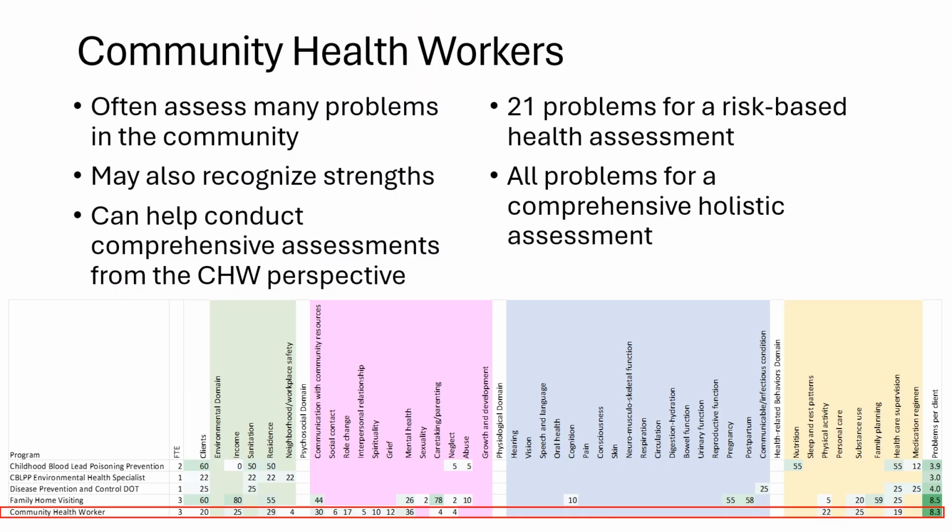Take, for example, community health workers. They often assess many problems in the community and also recognize strengths. Community health workers can help conduct comprehensive assessments from the community health worker perspective by using a 21-problem assessment, or all problems for a comprehensive holistic assessment. This heat map compares community health workers to other programs, the problems they assess, and which problems are most common, and how they fulfill the agency's outreach mission in critical areas not addressed by other programs.